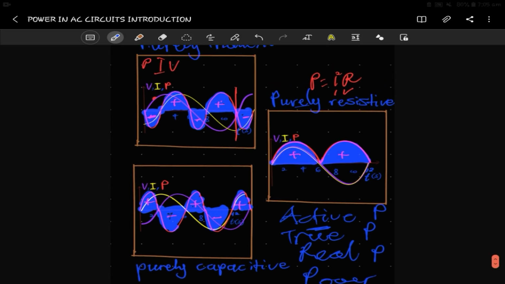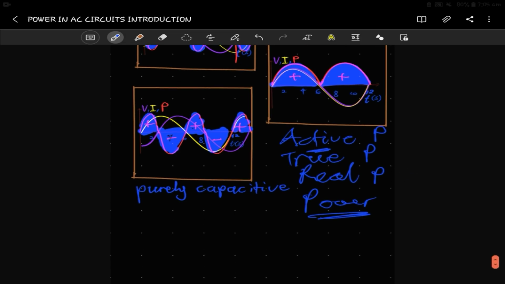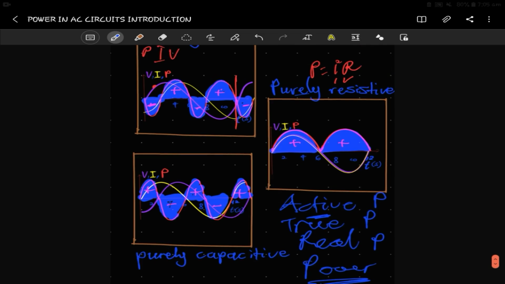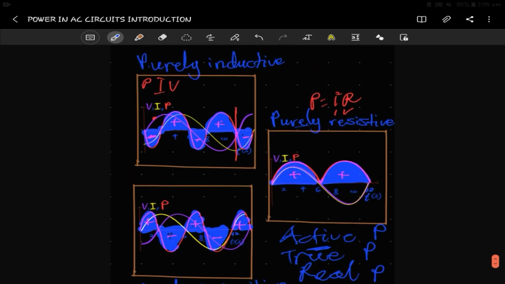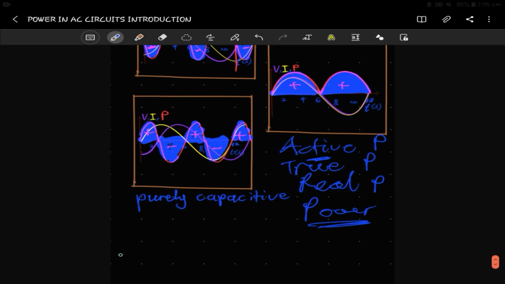But when it comes to the purely inductive and purely capacitive circuits, the only thing they do is receive energy and give it back to the circuit. So basically they are being reactive. When a circuit has only an inductor or only a capacitor, the power there is reactive. Reactive power.